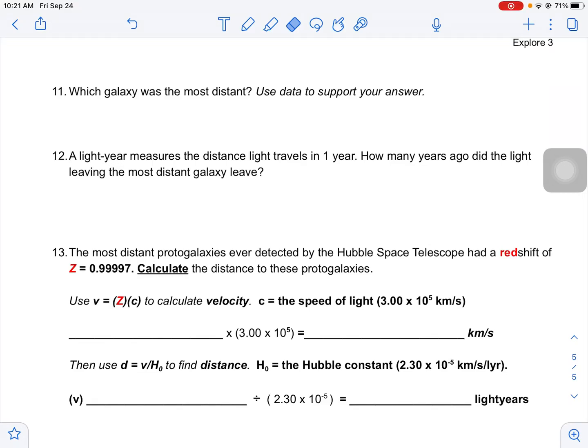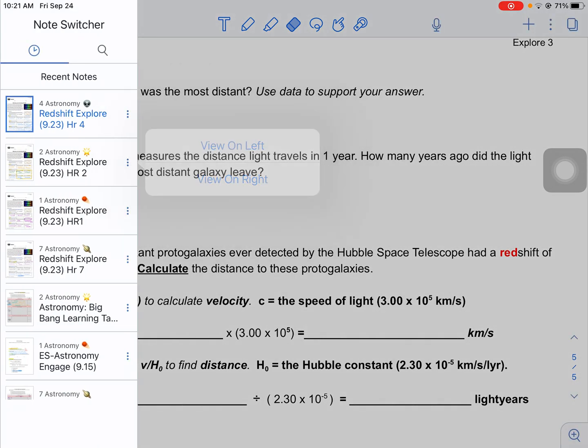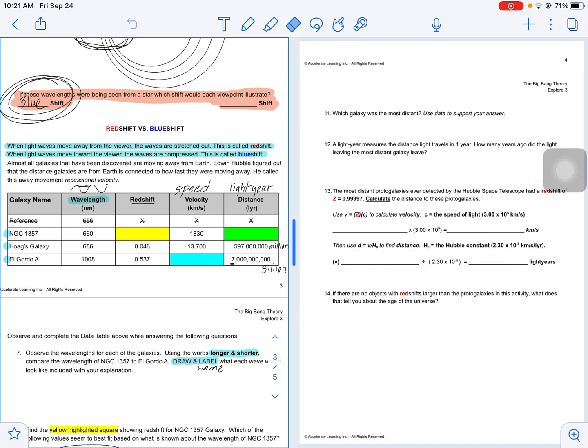All right, part 2 summary right here. So you've looked at your data, you've worked on comparing the galaxies in terms of their wavelength, their redshift, their speed, and their light year. You did that all down here. Now we're looking at this last page.